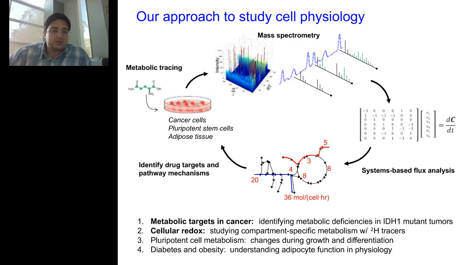We apply metabolic tracers to a number of different mammalian cell systems, including cancer cells, animals, and pluripotent stem cells, using a combination of analytical chemistry tools, including mass spectrometry-based metabolomics, and then some systems-based modeling to characterize and quantify intracellular metabolic fluxes. And we apply this to a number of different systems in the lab. Today I'll share with you our work on IDH mutant tumor cells and some new methods that we've developed to probe cellular redox states in specific cellular compartments.